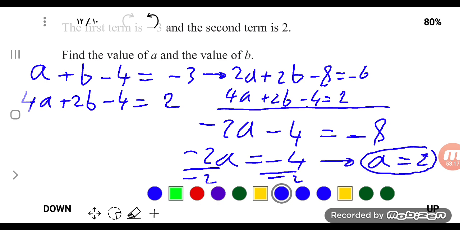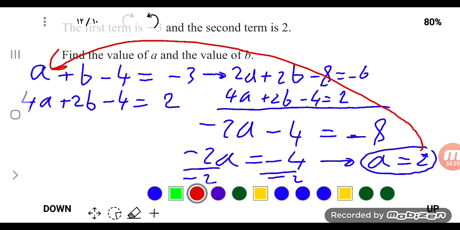Now to find the value of b, I will plug a in any of the equations. I will choose the first one, for example. I will plug it here and see what we get. So if I plug 2 here for a, I get 2 plus b minus 4 equal -3.